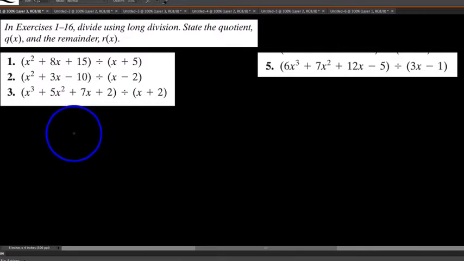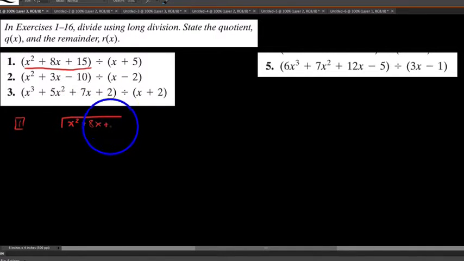And so taking a look at number one, since we are using long division, let's go ahead and get started here. We need to recognize first of all that the thing being divided is the dividend and goes inside of our array. So we have x squared plus 8x plus 15. And then on the outside of the array here we have our divisor polynomial, so x plus 5.